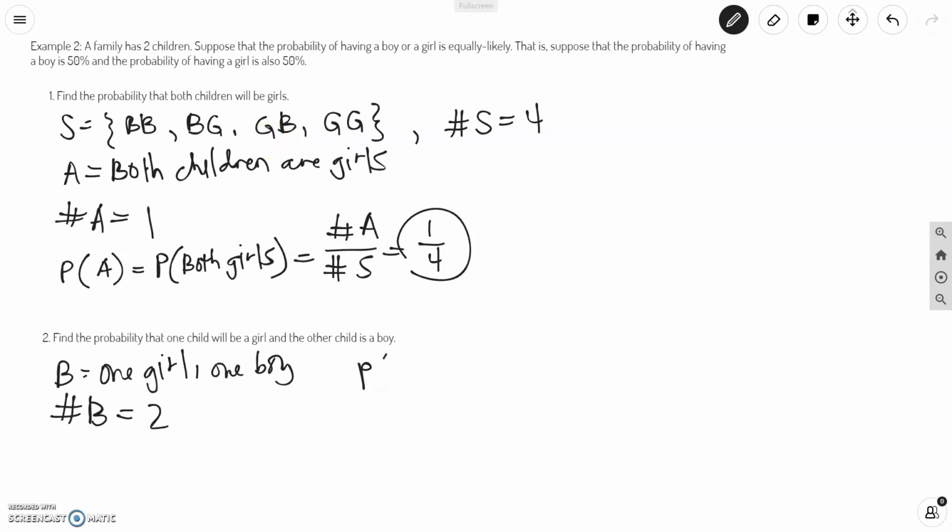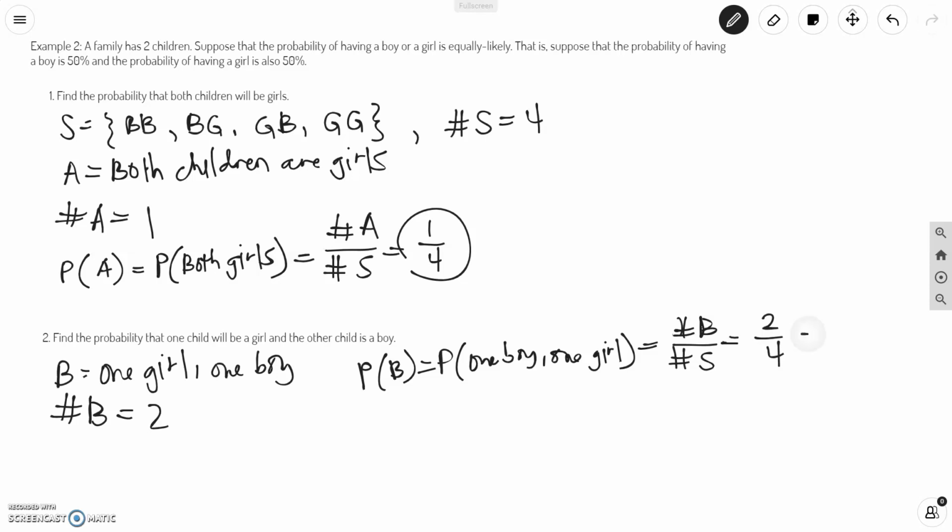And then if we just plug it into the formula, P of B, which is the probability of having one boy, one girl, that's equal to the number of outcomes in B all over the number of outcomes in S, which is going to give us 2 over 4, or 1/2. So as we can see here, the probability of having one boy and one girl is greater than the probability of having 2 girls.